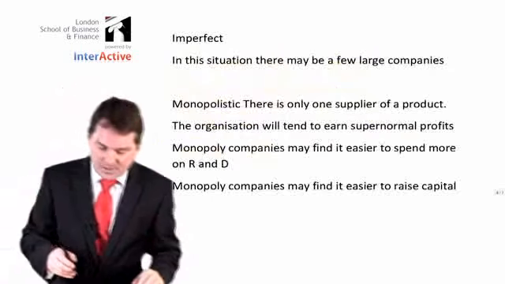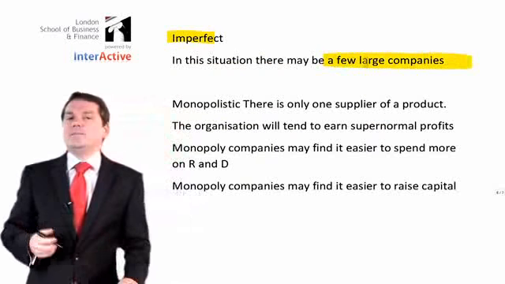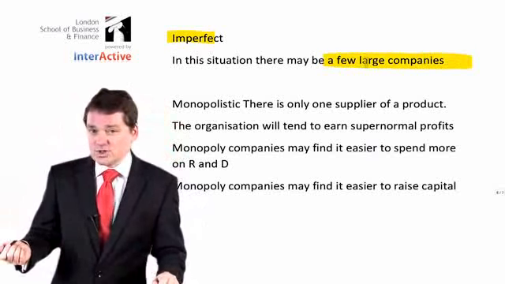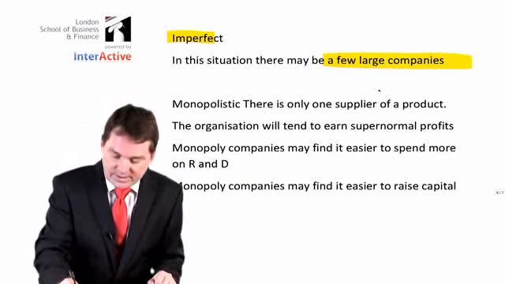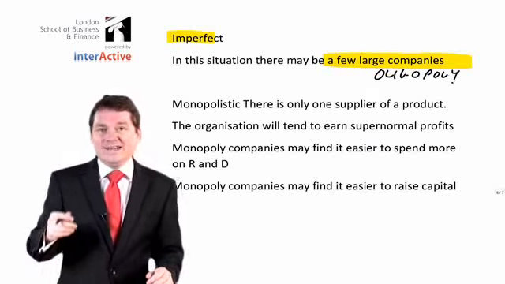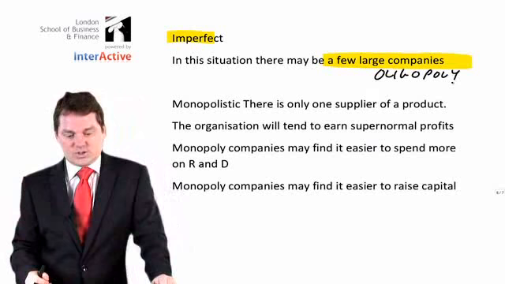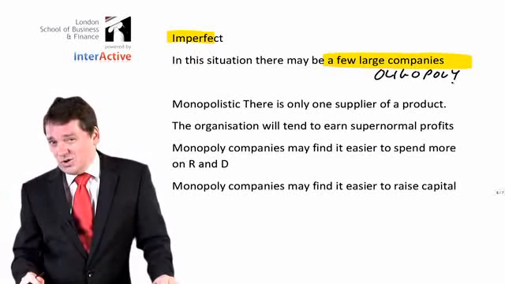In an imperfect market, there might be a few large companies, perhaps a few large customers, or perhaps even more likely a few large suppliers. That is often known as an oligopoly. An oligopoly, there's a limited number of customers. Now, there will be some competition, but there won't be a lot.